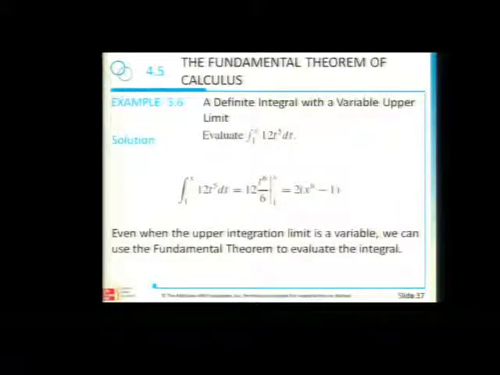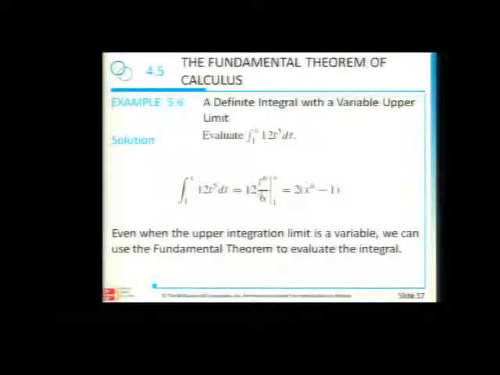So x can be any value. All right? Can be any value. So we just perform as usual. Even though the upper limit is a variable, never mind. Whether upper limit or lower limit, it makes no difference. We just evaluate as usual using the fundamental theorem of calculus.